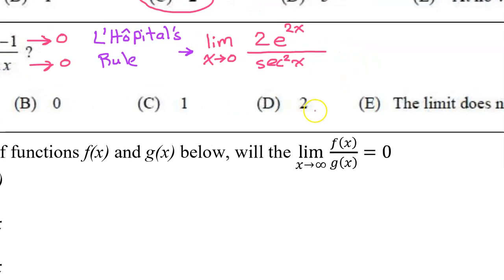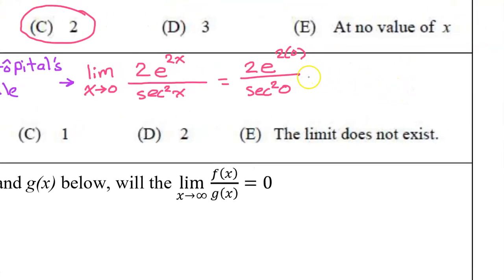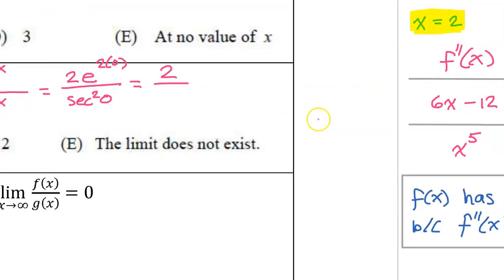So let's see what happens if we do direct substitution now. The 2 times x becomes 2 times 0, so this is e to the 0 power. Let me just go ahead and show this, I guess. So we'll have 2 e to the 2 times 0 power over secant squared 0. So this is e to the 0 power, which is 1, and 2 times 1 is 2. So what is secant of 0?